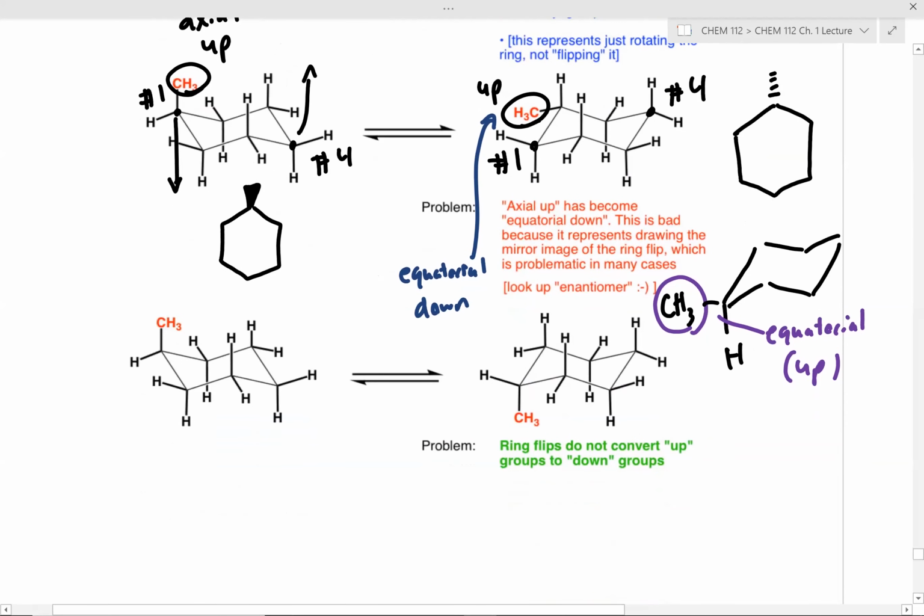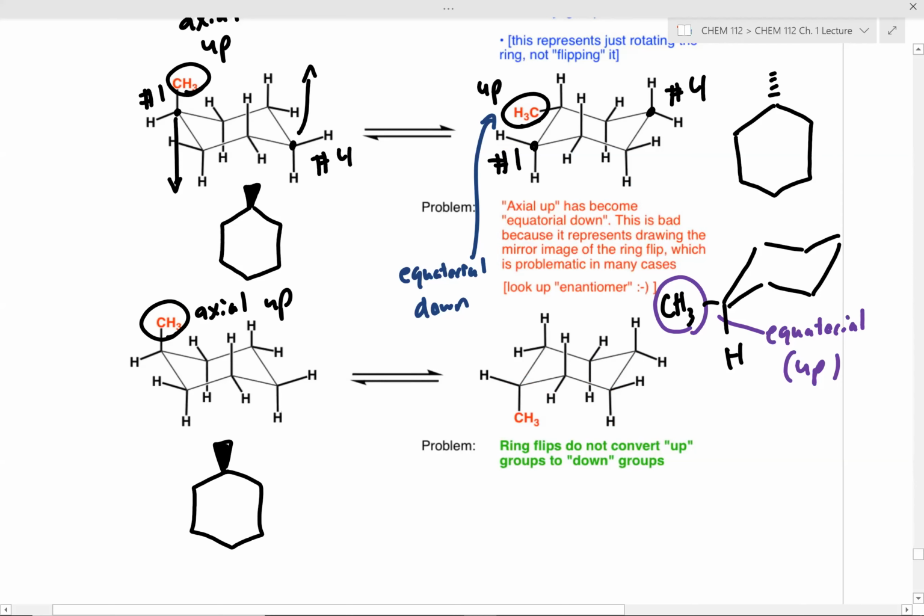So let's look at another example. So this is really important. Ring flips do not change your stereochemistry. It only changes whether your substituent is axial or equatorial in your ring. So for example, in this case, we have a methyl group that is axial, pointing up. So if we were to draw out using dash wedge notation, this methyl group is pointing up.